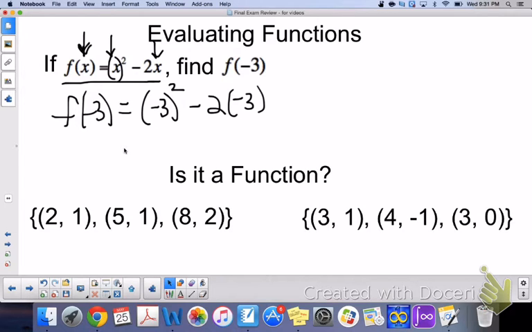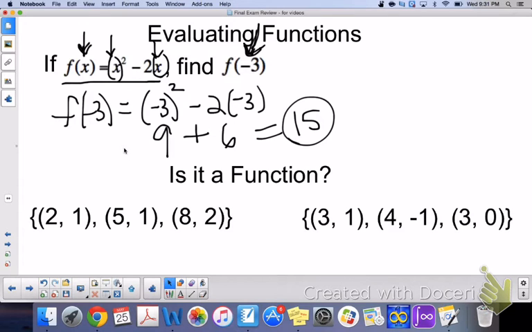Okay, I plug in for that x and for that x. And then evaluate it. Negative 3 squared is negative 3 times negative 3, which is 9. And then I have minus 2 times negative 3. Well, a negative times a negative is a positive, so plus 6. That gives me 15 for my answer. Okay, that's evaluating functions. You just plug that number, whatever number's in the parentheses, you plug that in for x.